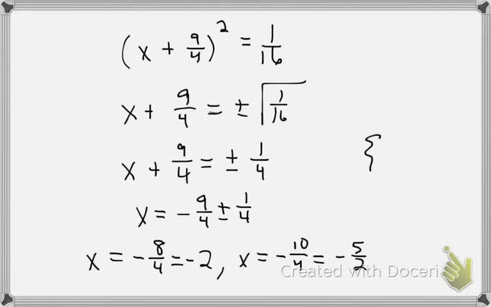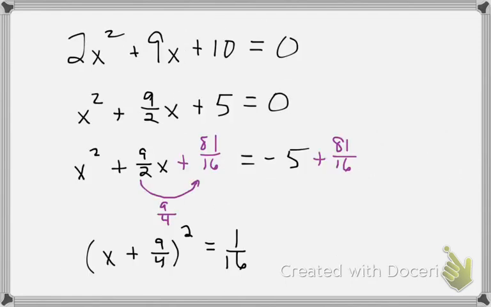So in my solution set, I have negative 2 and I have negative 5/2. Are you guys with me on this? Are these real? Yes. Are these rational? Yes. These are really nice answers, right? So guess what? We didn't have to do completing the square.